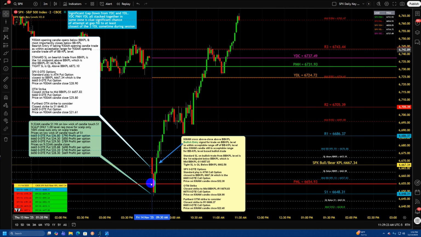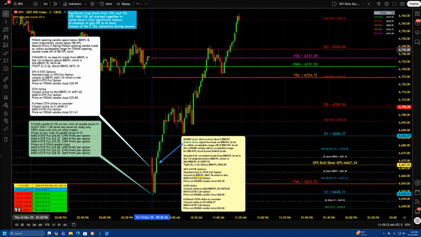Now on the candle close where it had backed off, if you got out then the 66.65 was 35.88, so that's $698 profit per option. The 6660 was $33.20, that's $740 profit per option, and the 6650, $28.30, that's $669 profit per option.